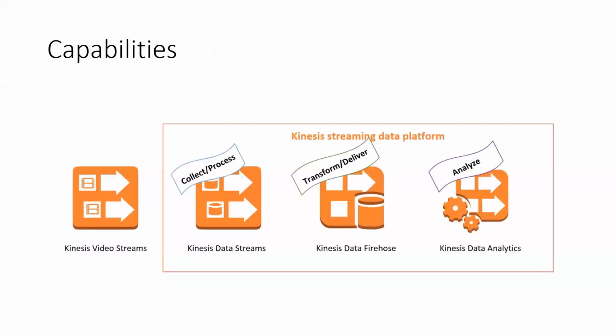Now there are four main kinds of streams which AWS Kinesis offers: Kinesis Video Streams, Kinesis Data Streams, Kinesis Data Firehose, and Kinesis Data Analytics. Kinesis Data Streams, Data Firehose, and Data Analytics together make up the Kinesis streaming data platform. We'll talk about each of the streams separately.